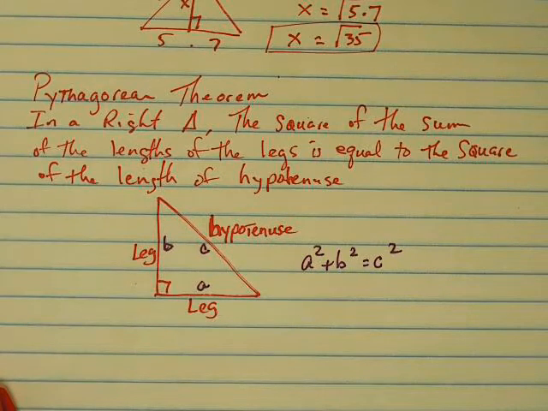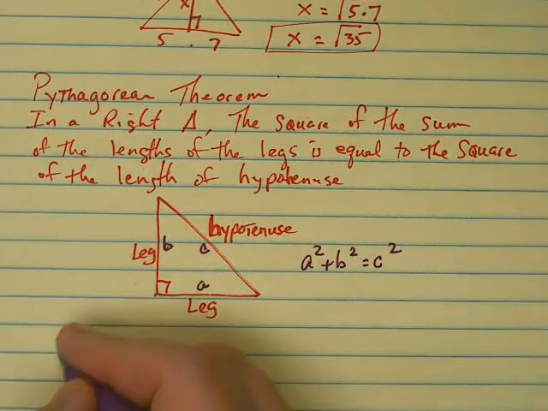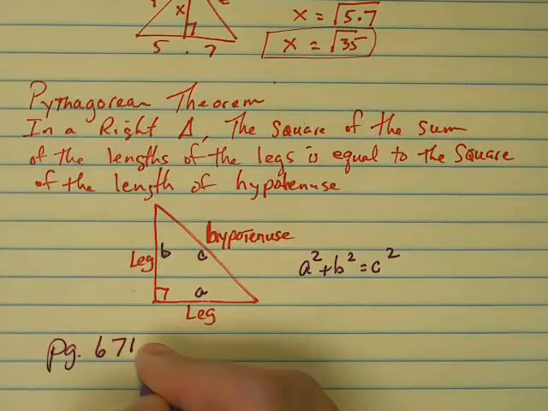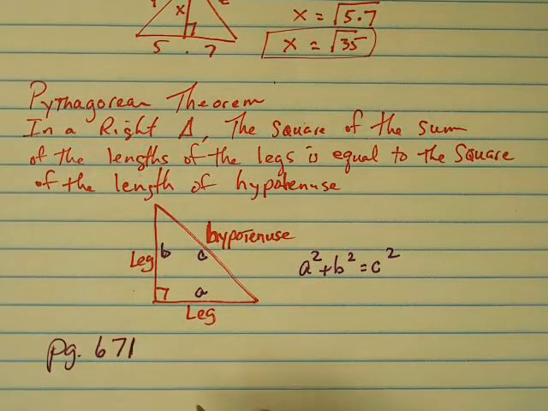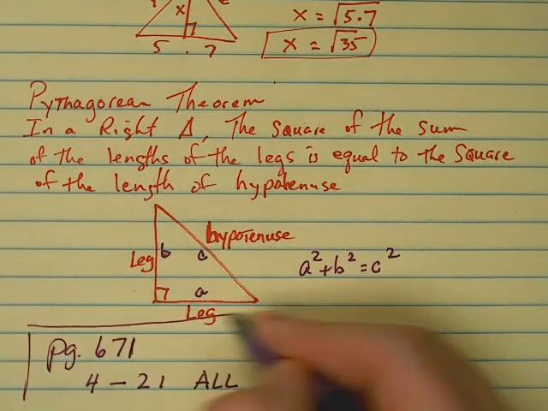Let's make sure you get these notes, and start on page 671. Let's start with number 4 and go all the way through number 21. Four through 21, that would be our homework.